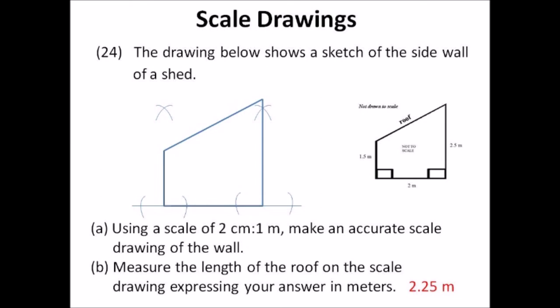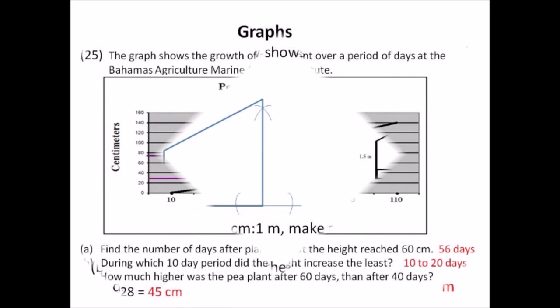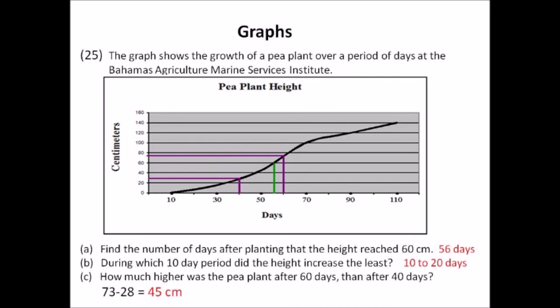Okay, and for the graph, the number of days after planting, the height is 60, is 56, and then the least increase would be 10 to 20 days. And how much higher was the pea plant after 60 days, and then 40 days: find the 60 number, 73, find the 40 number, 28, and you get 45 centimeters. So it's important for you to be very accurate on the graph, in questions like these.